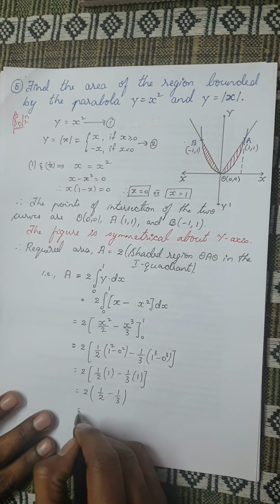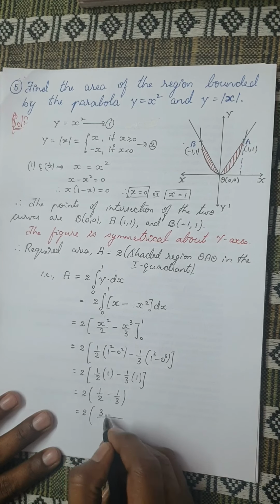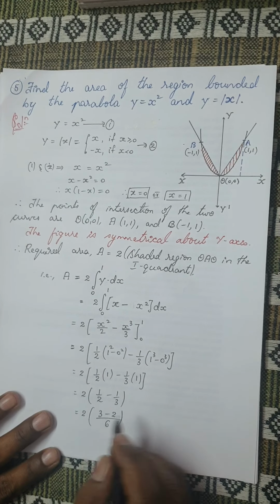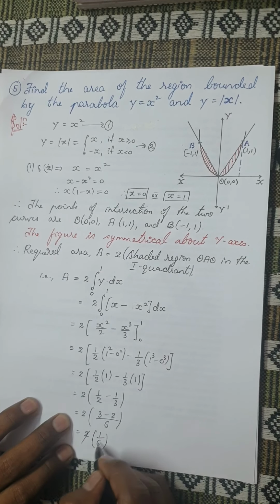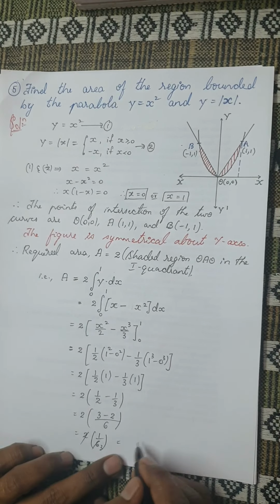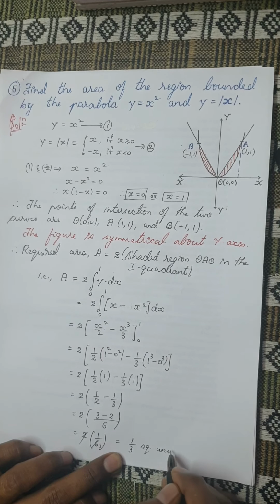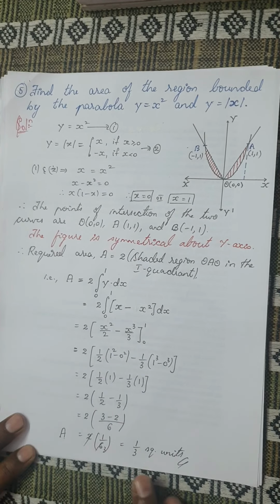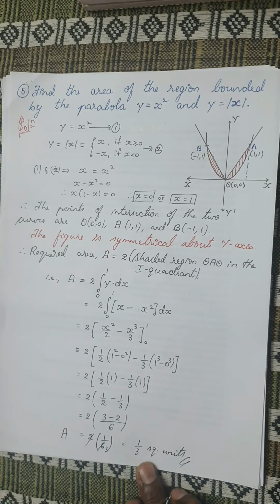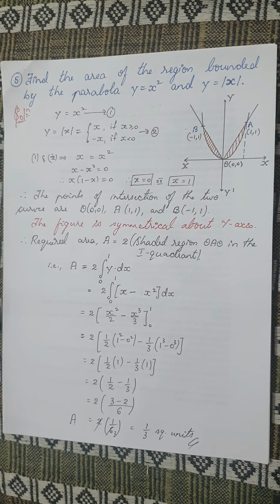Let us take the LCM. The LCM of 2 and 3 is 6, so you get 3 minus 2. So this is nothing but 2 into 1 by 6, which is 1 by 3. The required area would be 1 by 3 square units. This is the final answer for the given question.